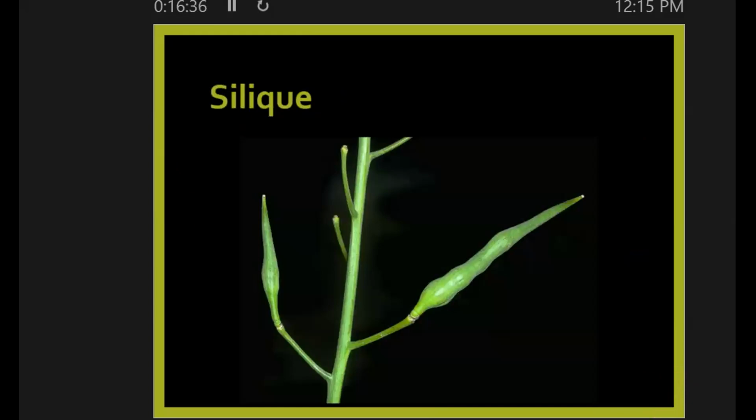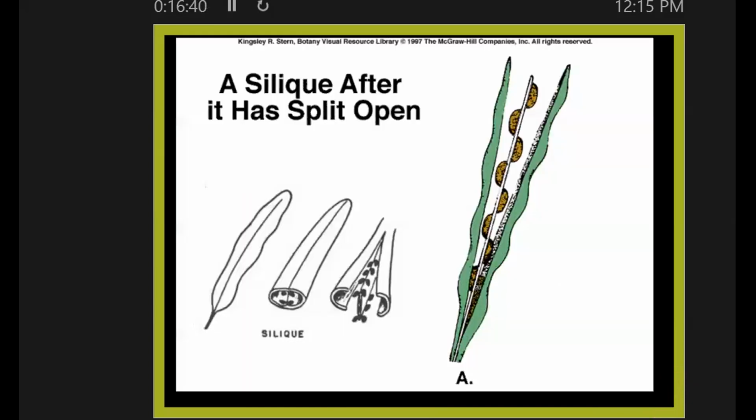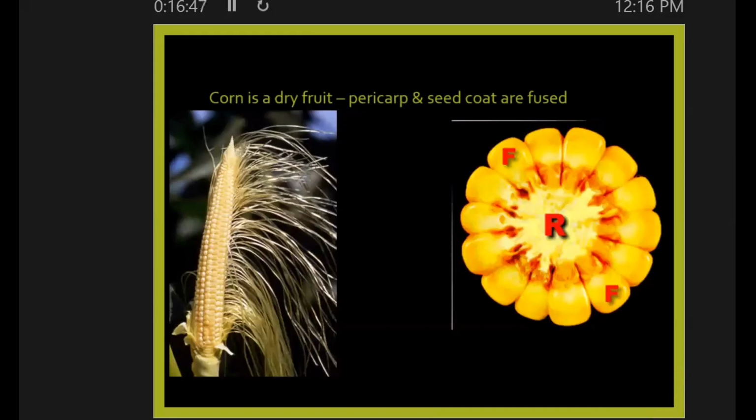Siliques are another category. And again, they tend to split open. But again, I'm not going to ask you that specifically. Corn is fun. Here technically it's a dry fruit. The pericarp is very thin. It covers each kernel of the corn. Each kernel on that is a dry fruit.